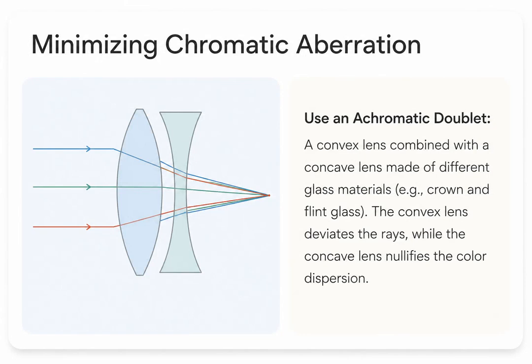To fix chromatic aberration, optical engineers use an achromatic doublet. This is a combination of a convex lens and a concave lens, made from two different types of glass, like crown and flint glass. The convex lens provides the overall focusing power, while the concave lens is carefully chosen to exactly cancel out the color dispersion, bringing all colors to a single focus.